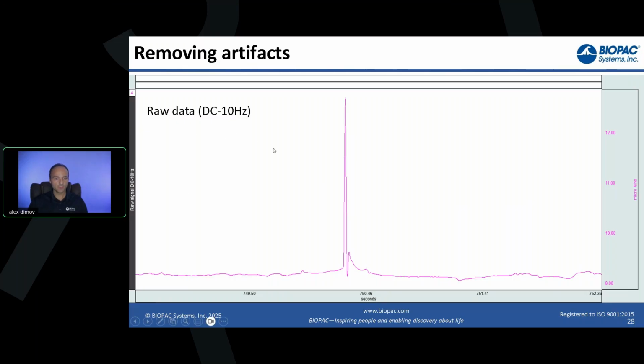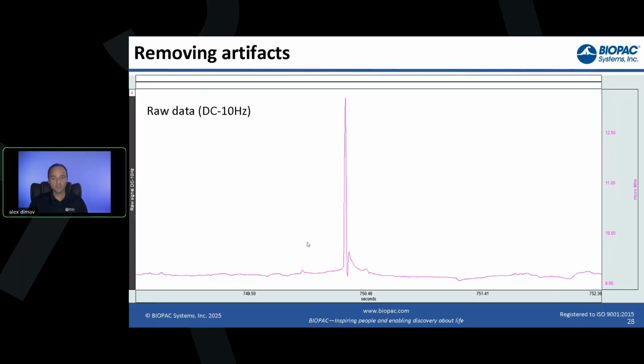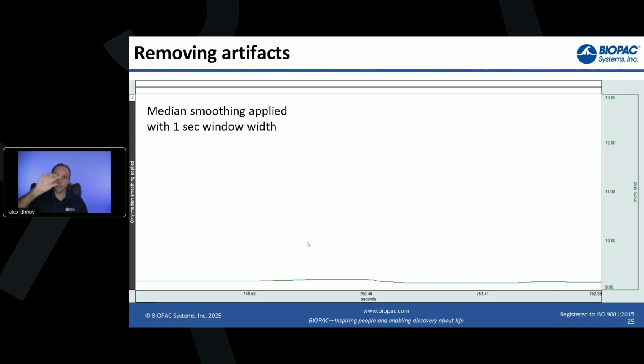So let me show you here graphically what's going to happen. So here's raw data recorded between DC and 10 hertz. And then this is what happens when you apply, on the exact same waveform, a median smoothing with 1 second window width. This means you imagine a window going through the data 1 second wide, and at every point it replaces the middle with the median. So if you have an outlier, it's just going to throw it away.